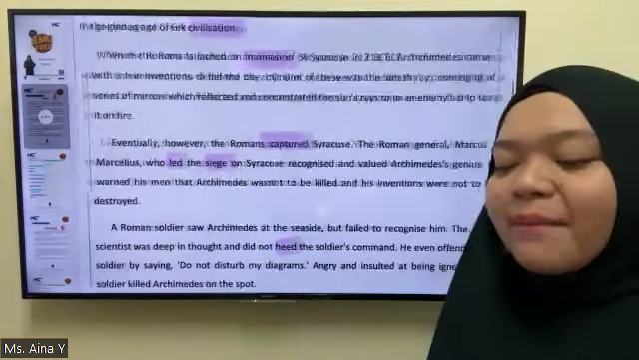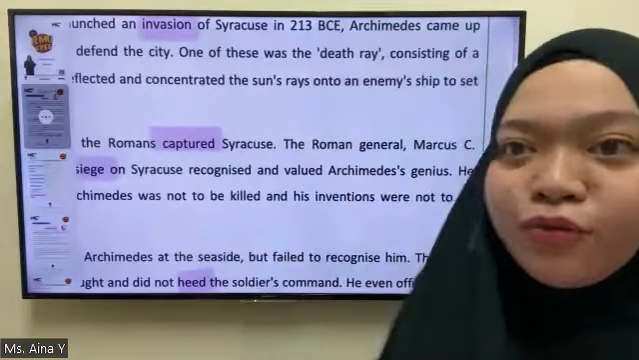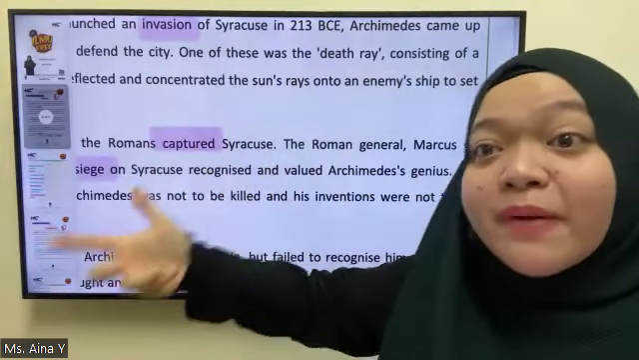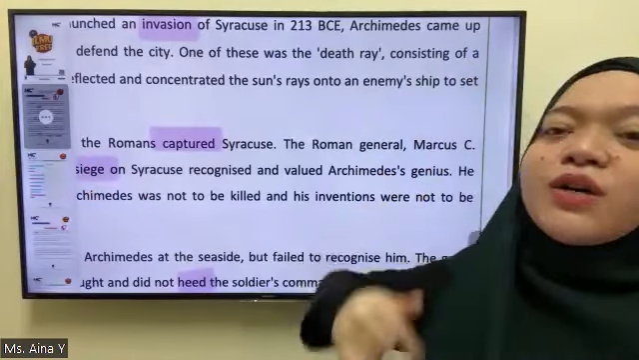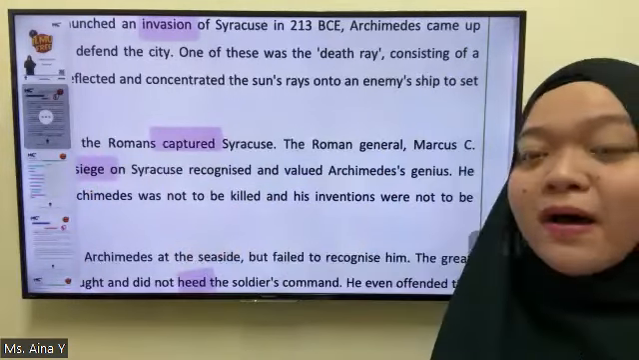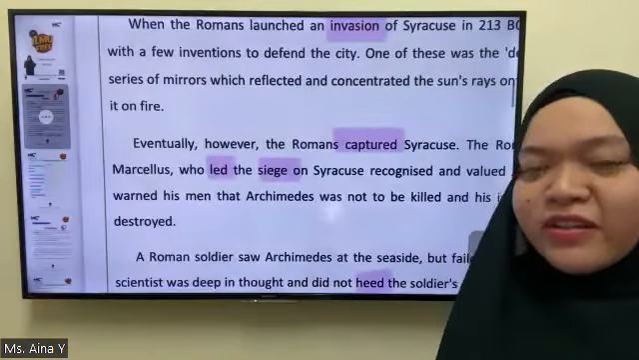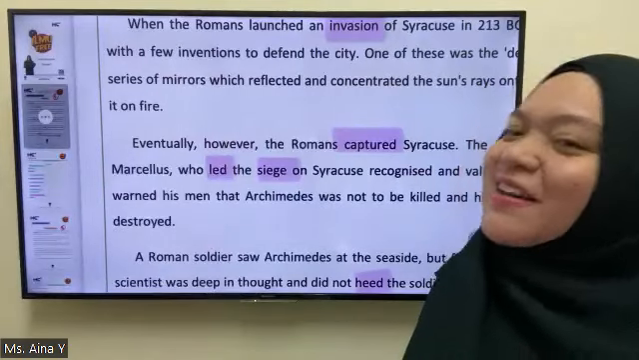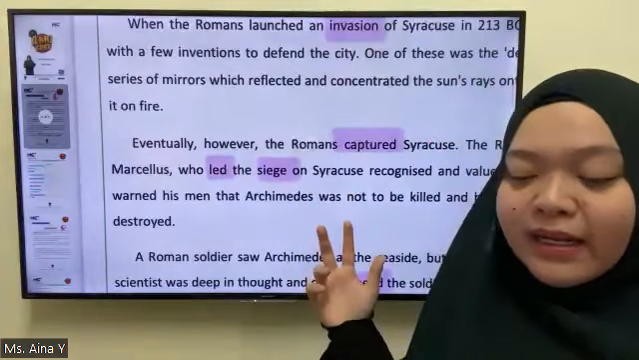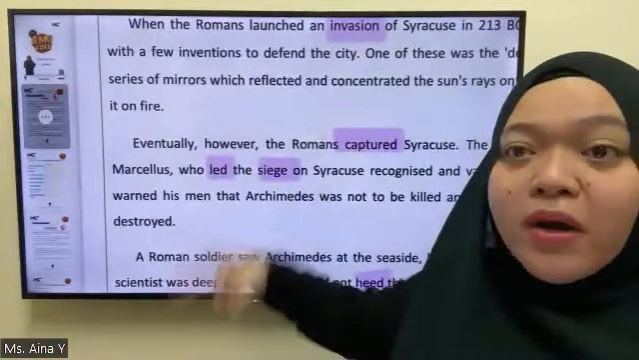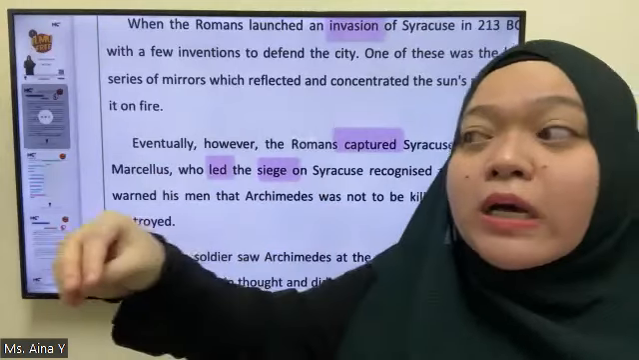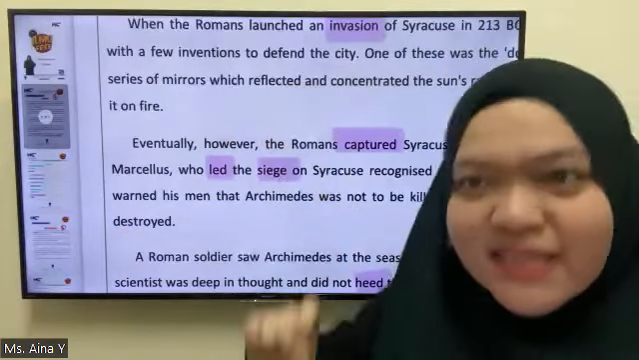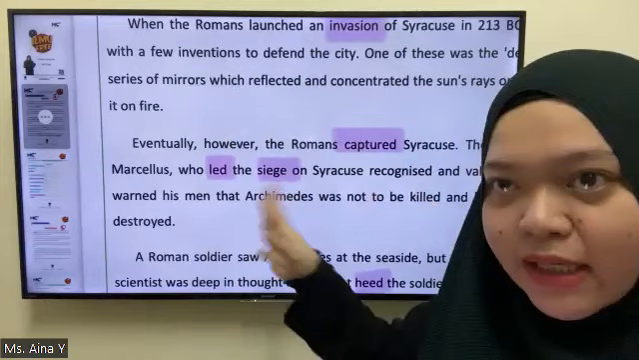Okay, and then apa yang berlaku? The Roman general. Ingat, siapa yang nak tawan tu? Romans. Syracuse. So the Roman general, nama dia siapa? Marcus Marcellus. Okay, sebab Italian kan kita assume nama dia Marcellus. Okay, Roman, siapa nama dia again? Marcus. So Marcus ni, he was the one who led the siege. Dia ni yang mengetuai pencerobohan ataupun kepungan tersebut. Dialah captain senang cakap kan, ataupun the general lah.